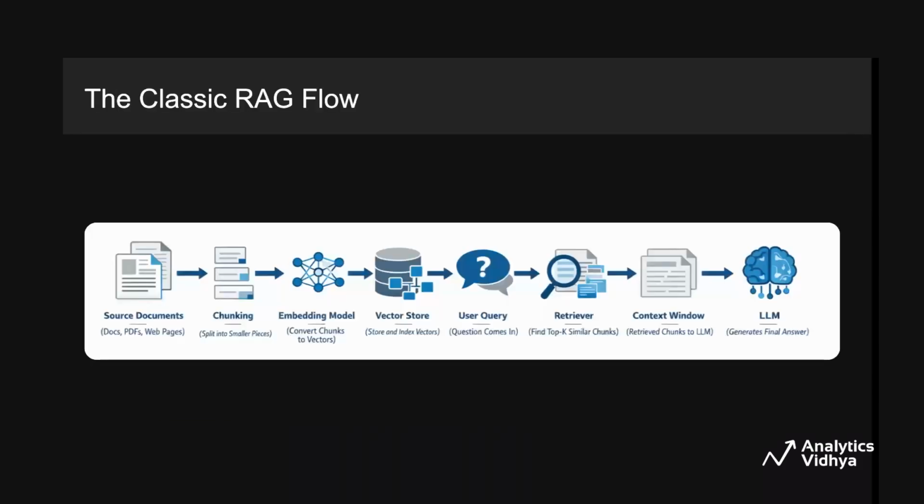Now, let's look at how this actually works end to end. Your source documents, whether PDFs, web pages or any text files, go through a chunker that splits them into smaller pieces. Each chunk is passed through an embedding model that converts text into vectors. Those vectors are stored in a vector store. When a user sends a query, it goes through the same embedding model. The retriever then searches the vector store for the most similar chunks. Those chunks are passed into the LLM context window along with the original question, and the LLM generates the final answer. This is the classic RAG pipeline. Keep this flow in mind as we walk through where things go wrong.